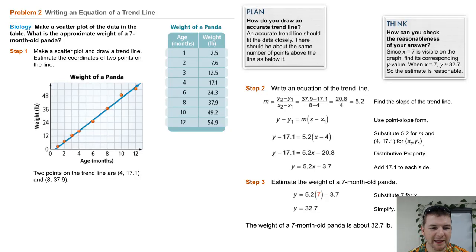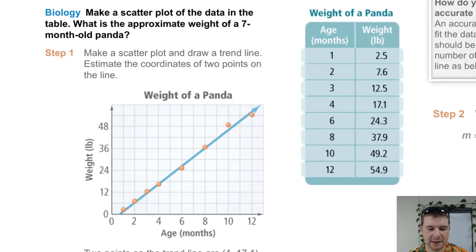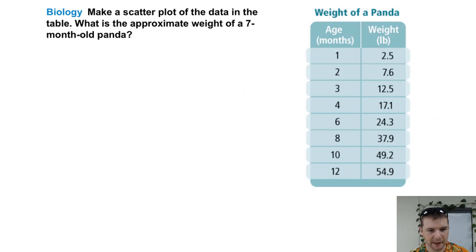Problem 2, writing an equation of a trend line. This one's related to biology. Make a scatter plot of the data in the table. What is the approximate weight of a 7-month-old panda?